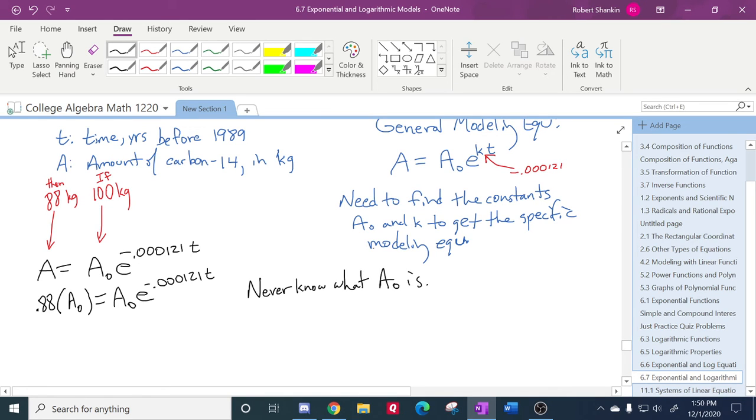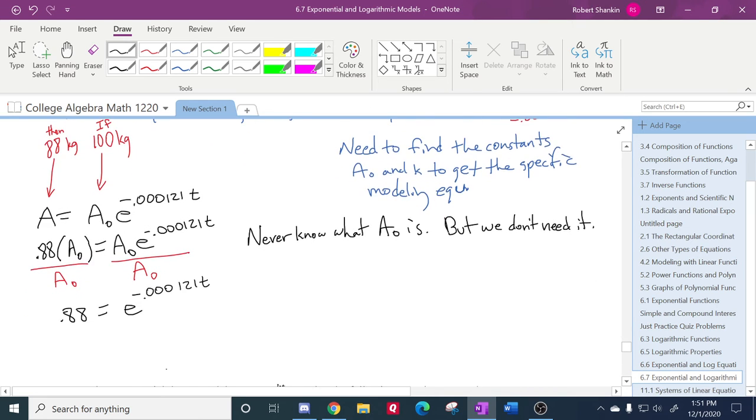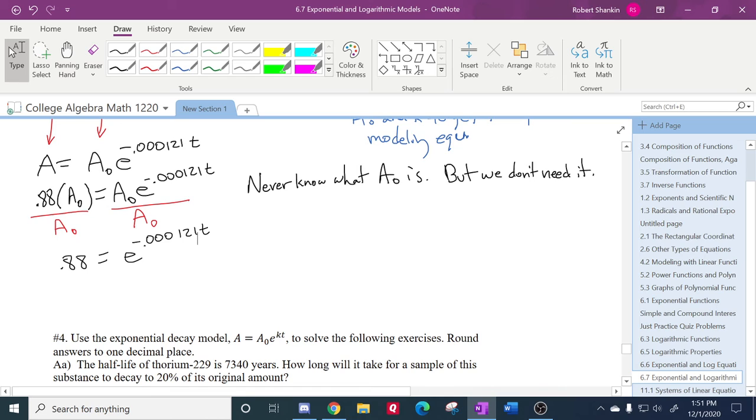They don't tell us what we started with, but we don't need it. In the equation, what's going to happen is this. You divide both sides by A0, and it completely drops out. You get 0.88 is e to this right here. And then we have to solve this equation.